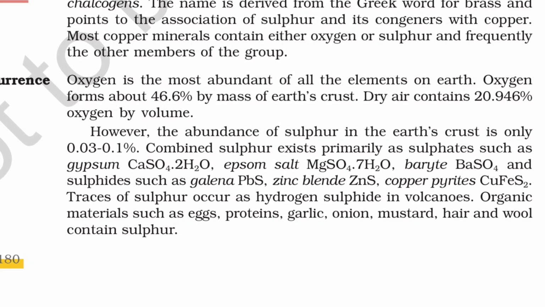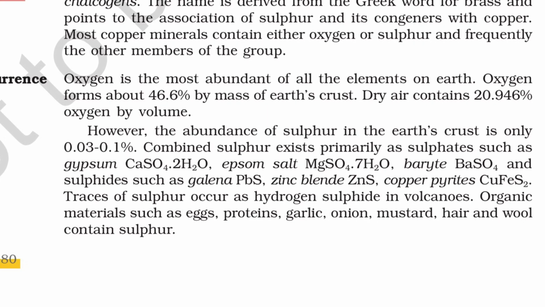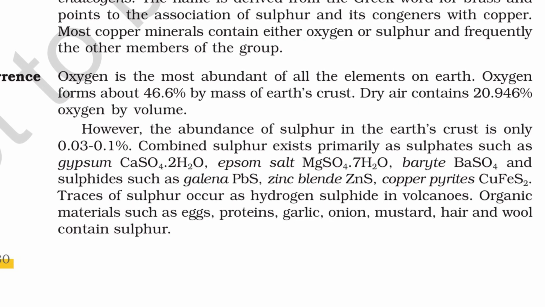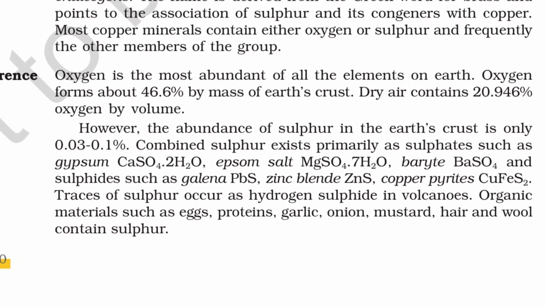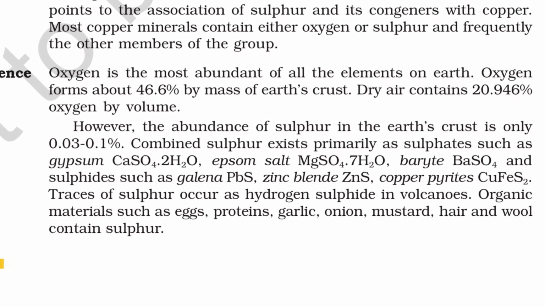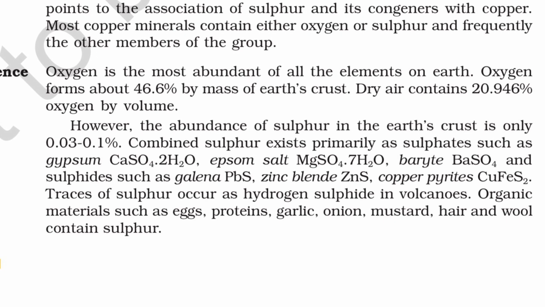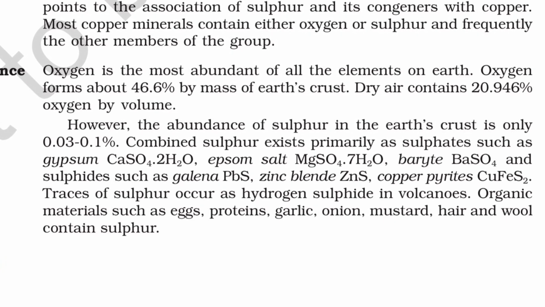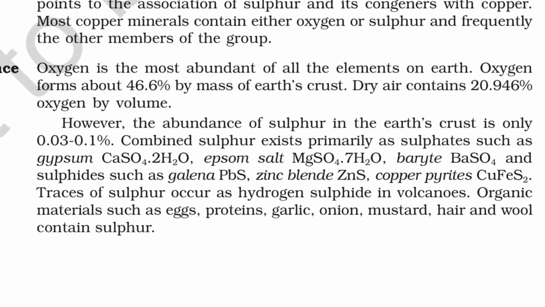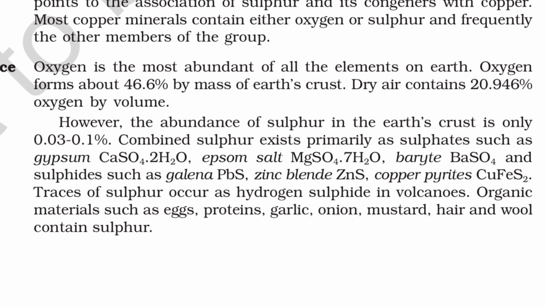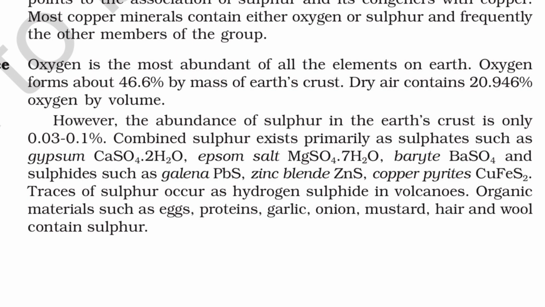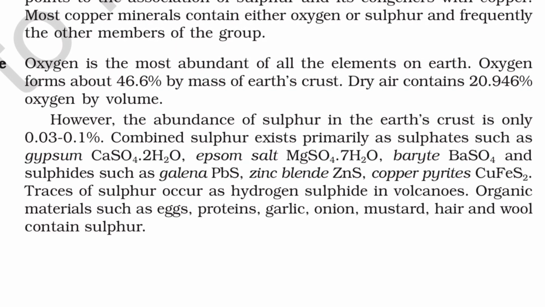Combined sulfur exists primarily as sulfates such as gypsum, CaSO4·2H2O, Epsom salt, MgSO4·7H2O, barytes, BaSO4, and sulfides such as galena, PbS, zinc blende, ZnS, copper pyrites, CuFeS2. Traces of sulfur occur as hydrogen sulfide in volcanoes. Organic materials such as eggs, proteins, garlic, onion, mustard, hair, and wool contain sulfur. So all these you need to remember because anything can be converted into a question.